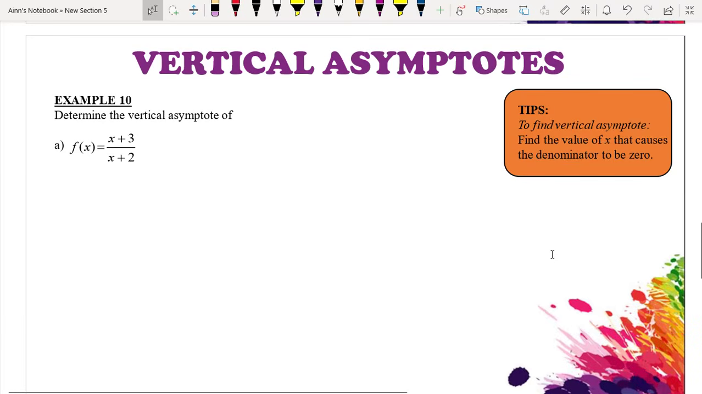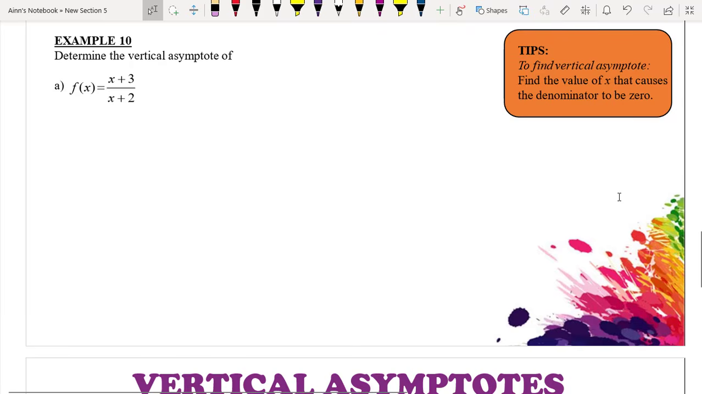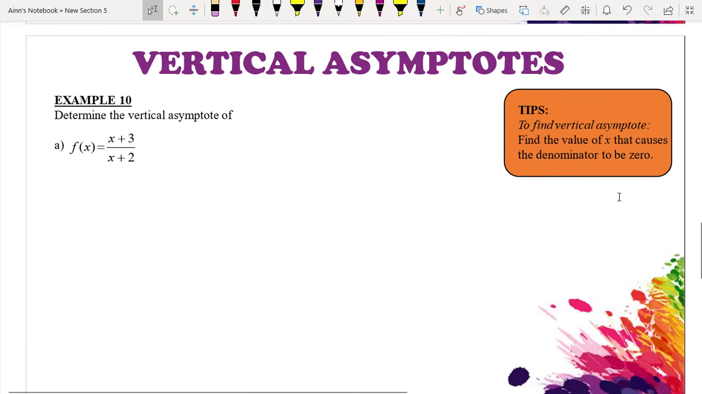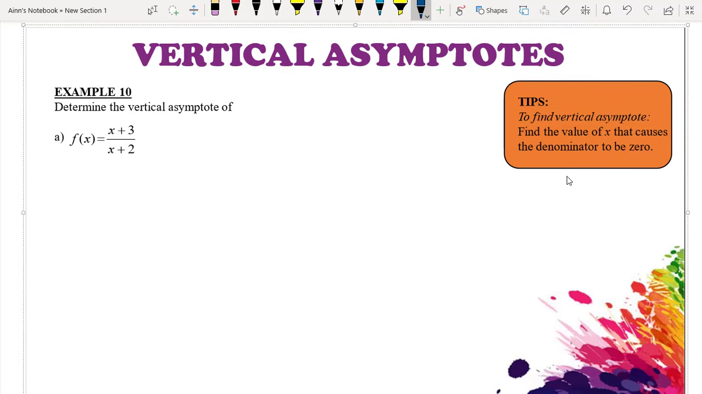Okay. Let's take a look at example 10. To find the vertical asymptote, as you can see from the tips, we have to find the value of x that causes the denominator to be 0. For this example, the denominator is x plus 2. So for the vertical asymptote, x plus 2 equals 0 and x equals negative 2.